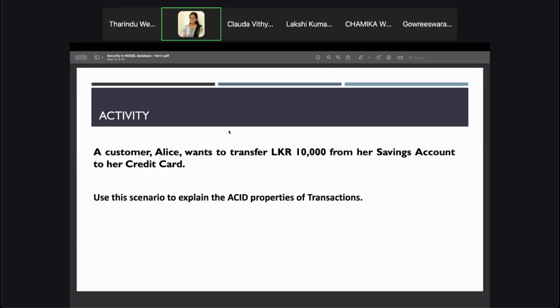I hope you all understand the question. So this is the scenario, and use this scenario to explain each property: what is atomicity using this example, and consistency, isolation and durability.